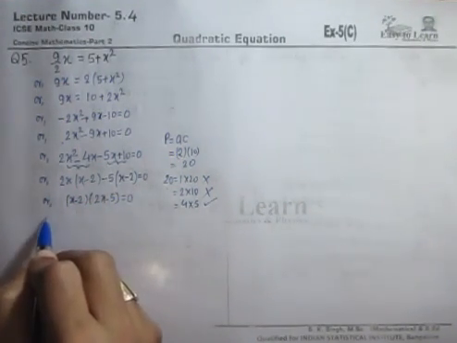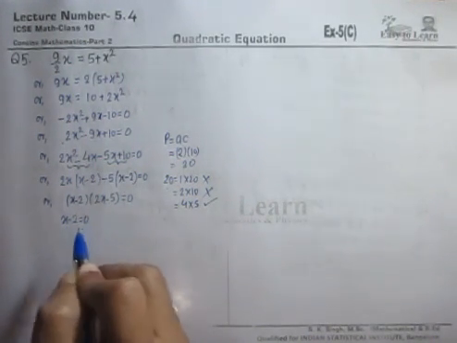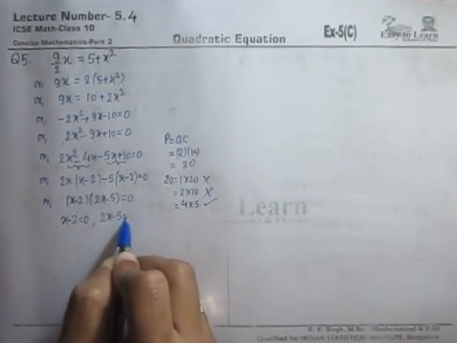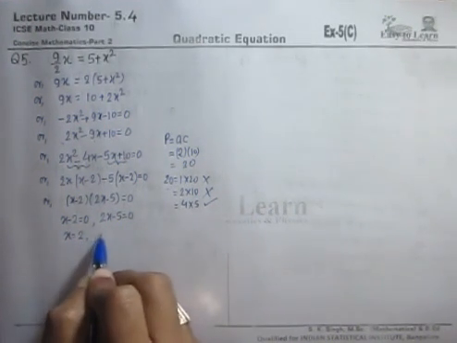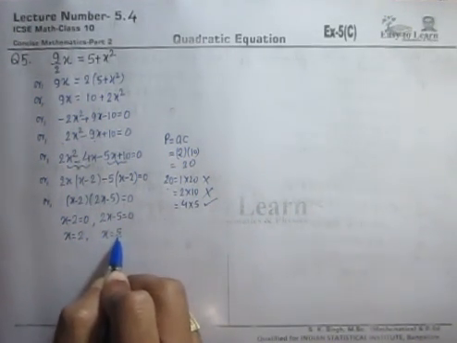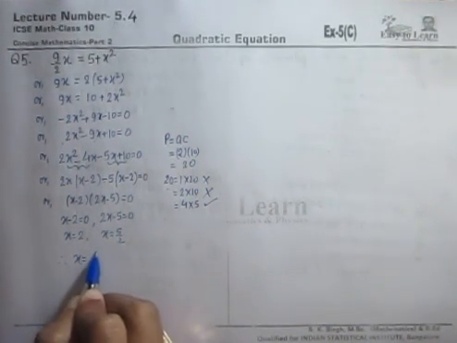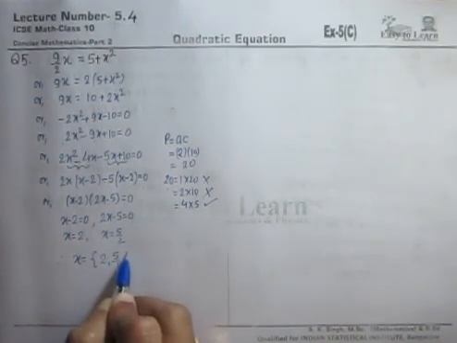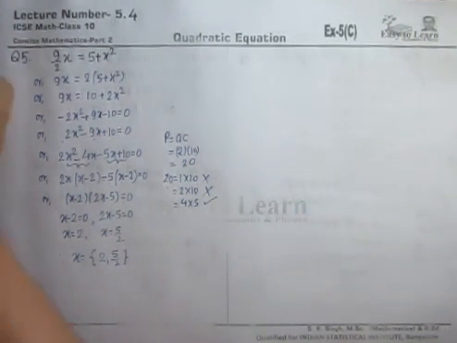Now according to the zero product rule, either factor must be 0. So here x is equal to 2 and from here x is equal to 5 by 2. So we are getting x is equal to 2 and 5 by 2. So this is the answer of question number 5.